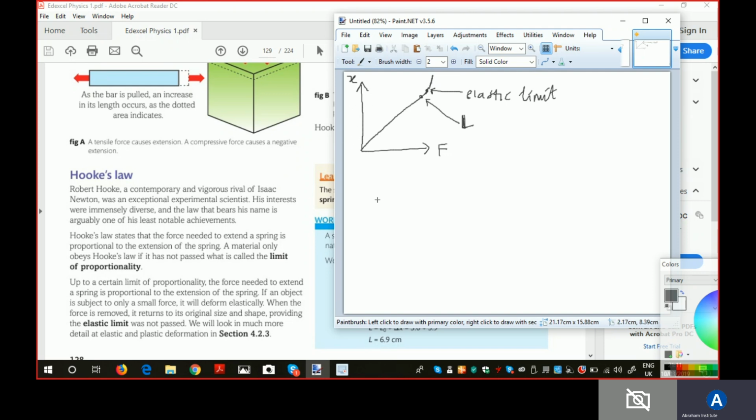Now in some books you might see it the other way. So this is, I will call it A, applied force. The extension in the spring depends on the applied force. And let's say we have here.